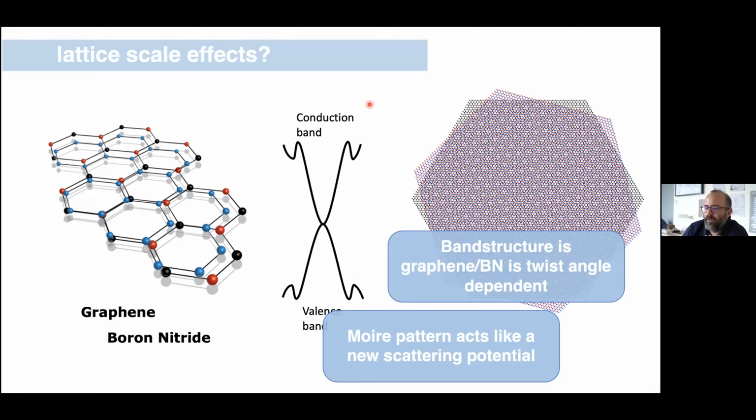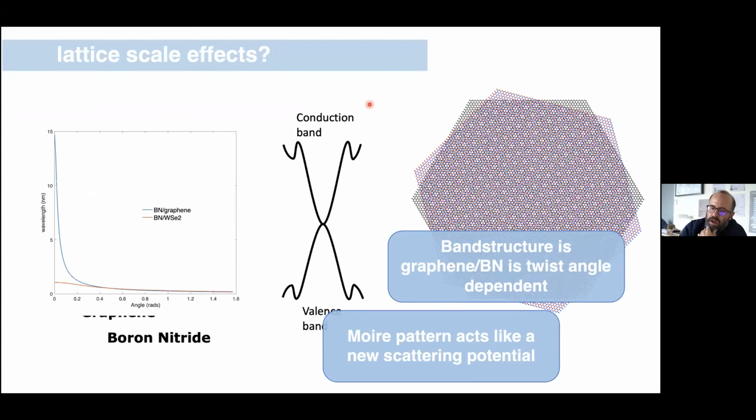That moire potential modifies my band structure. But now I think if I can controllably twist these layers, I can add further control over how I'm actually modifying my graphene band structure. Okay, so the wavelength of the moire is a simple function of the twist angle that arises from the lattice mismatches, et cetera, and you can write that down.